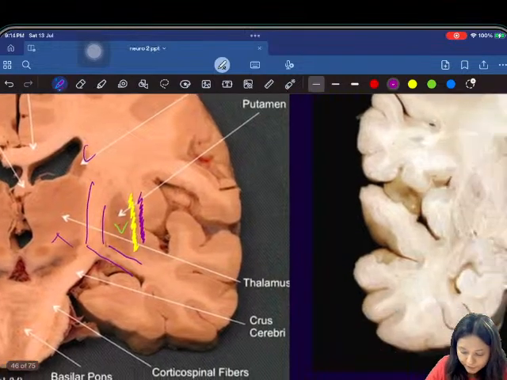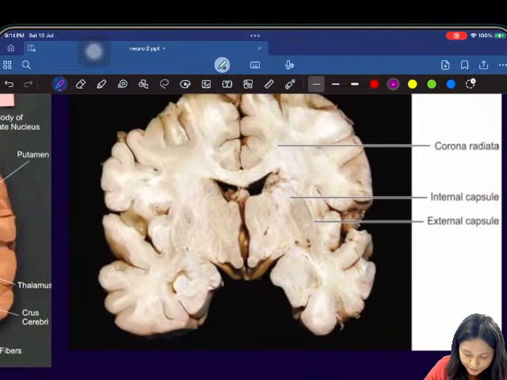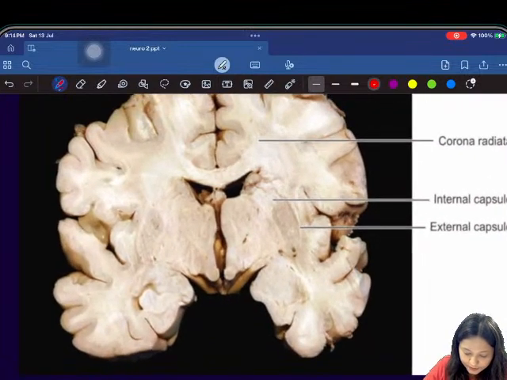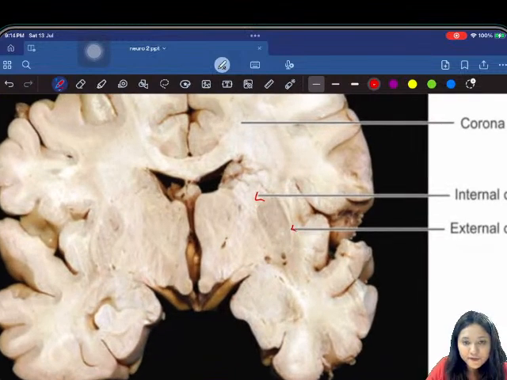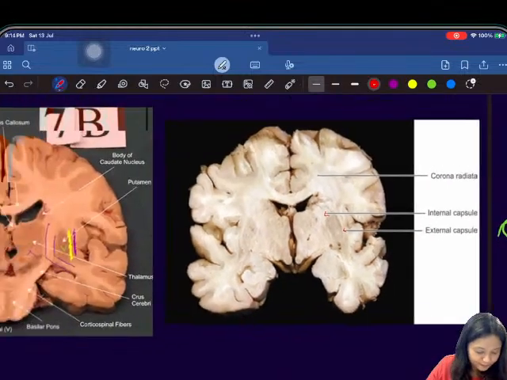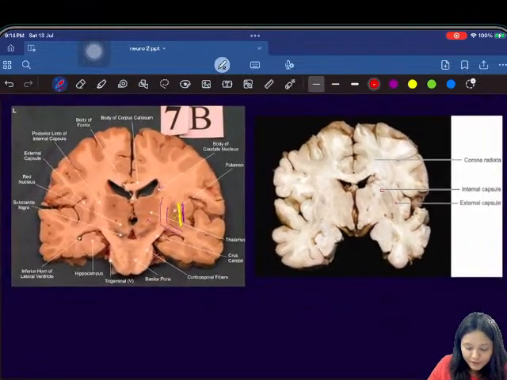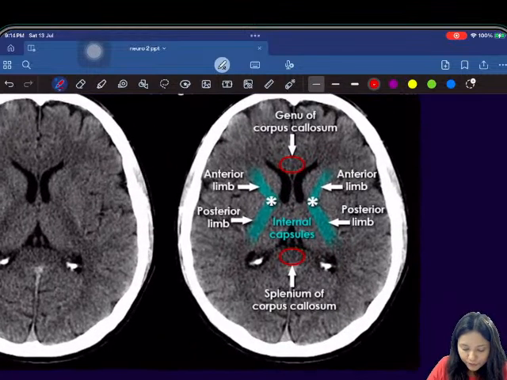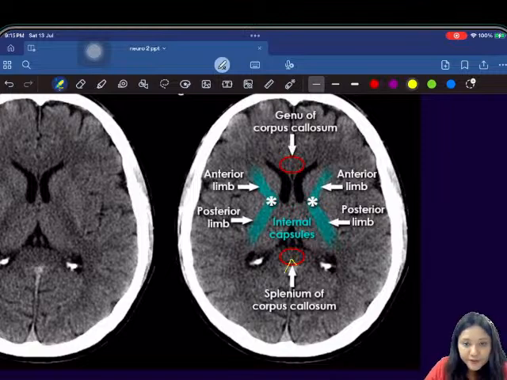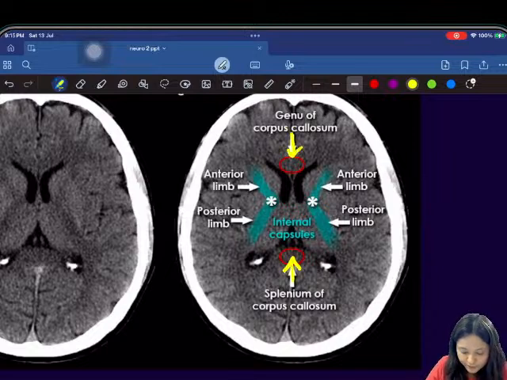Okay. Similarly you can see here as they have shown here, this is the internal capsule, and this slight white matter, the line of white matter, is the external capsule. Okay. See, they have similarly given the same kind of image and asked. Similarly, as we have already seen the scans, these are the limbs of the internal capsule. Then this is your splenium here. Okay, you can see the splenium here, and genu of the corpus callosum will be here. So they have given the scan.